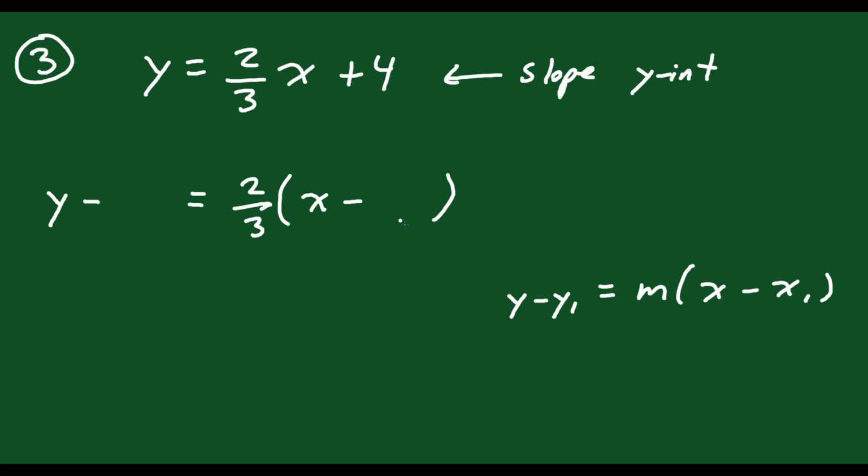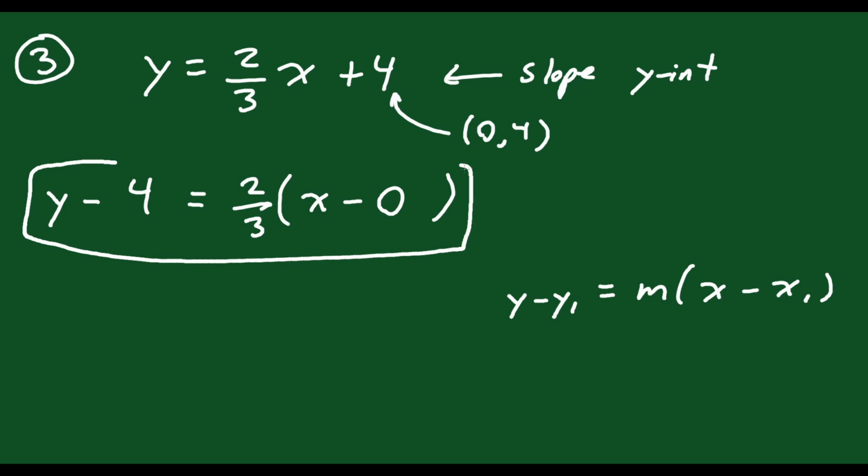Do we know a point on this line? Well, yeah, we know the y-intercept, right? The y-intercept here represents the point (0, 4). So that can be my y value and that can be my x value. So I can put my 0 here, my 4 here. All right, and that's it. That's good enough, right? That's technically point slope form.